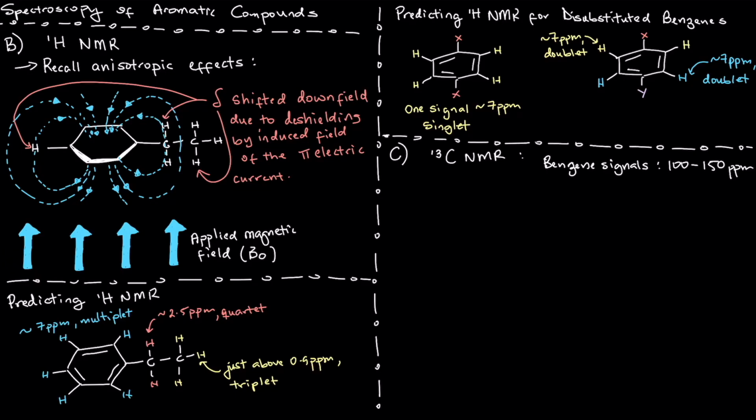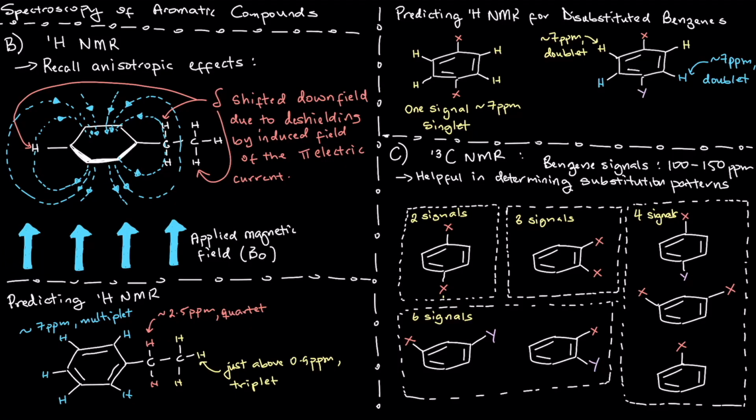Okay, so lastly, when it comes to C-13 NMR, the key thing to remember is that benzene carbons end up showing up at the 100 to 150 parts per million region in your C-13 NMR spectrum. What's really helpful in your benzene C-13 NMR is that it is very helpful in telling you about substitution patterns in your benzene ring. Okay, so here are a series of disubstituted benzene rings with different types of patterns, which will result in different types of signals and different number of signals in your C-13 NMR. So let's start with the 2-signal case.